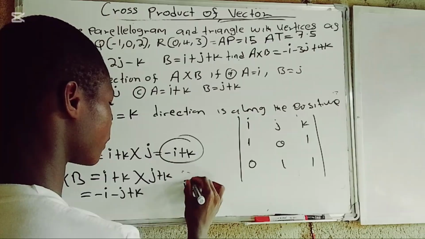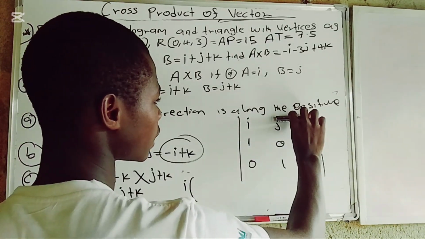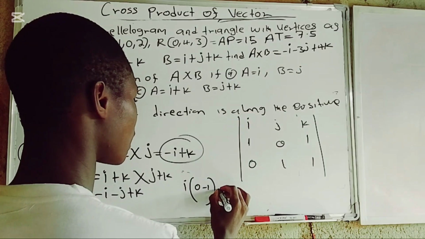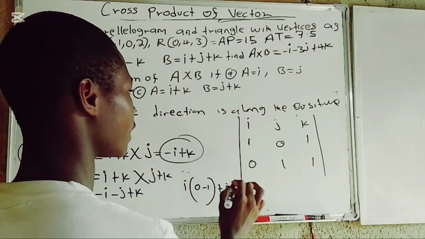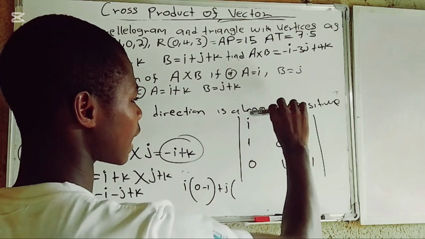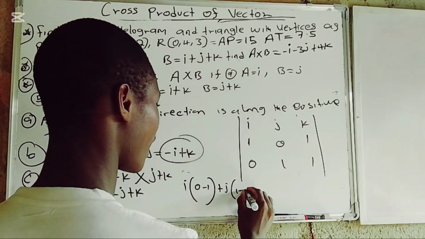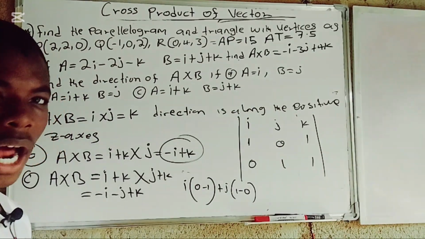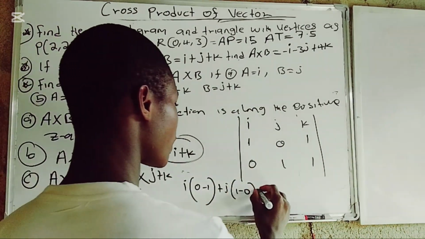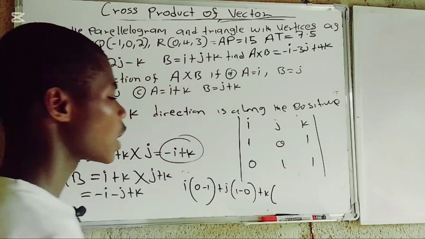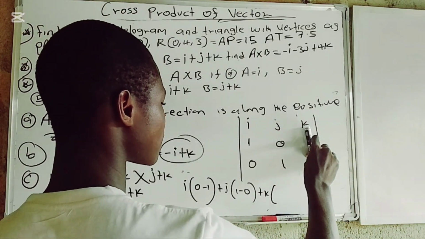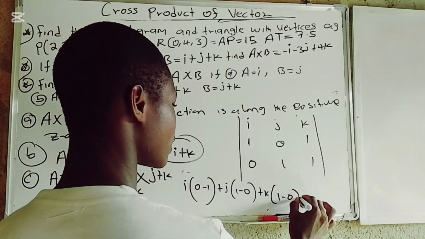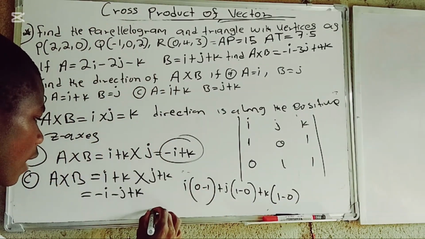Don't forget, for i I'll delete this, I'll delete this. This time I'll get 0 minus 1. Then I have to say plus j. For j, I'll delete this, I'll delete this. 1 times 1 is 1, 0 times 1 is 0, so again 1 minus 0. And I'll say plus k. For this k, I'll delete this, I'll delete this. 1 times 1 is 1, which is 1 minus 0. At the end, for i I'll have negative 1.